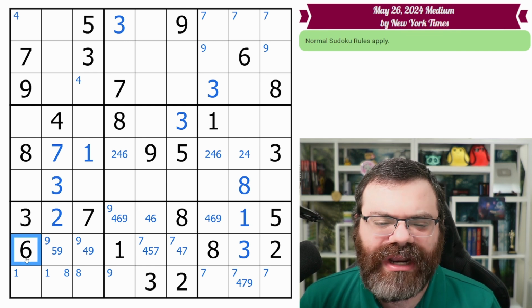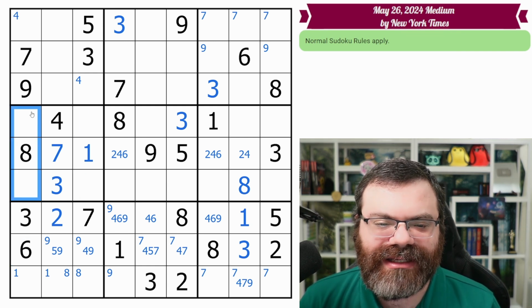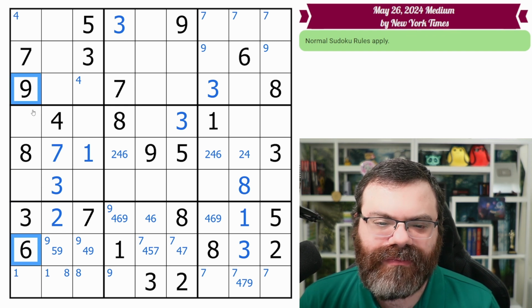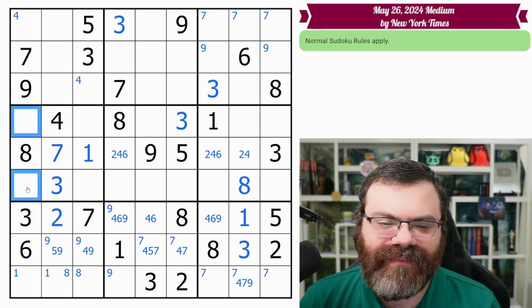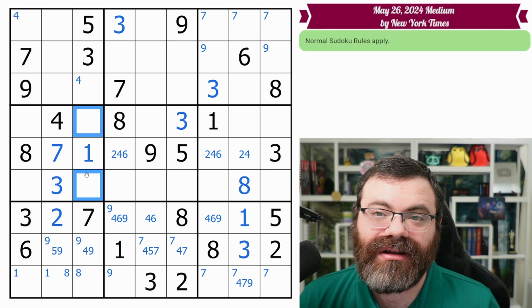So let's do them one at a time first, so I can show you how you can recognize this if it happens more naturally. But in general, because these can't be 6, 9, the 6, 9 is going to end up over here, and that's called a hidden pair.